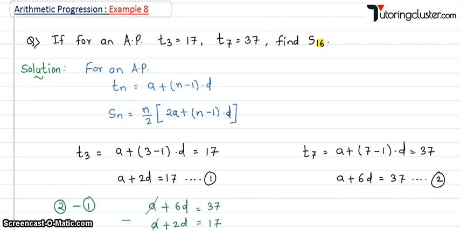So I hope this example is clear to you. So basically the nth term, see T3 is what? It is the third term of the AP, 17. This is the seventh term, 37, and we have found what? Sum of 16 terms. Right? So anything can be given to you in such type of examples.